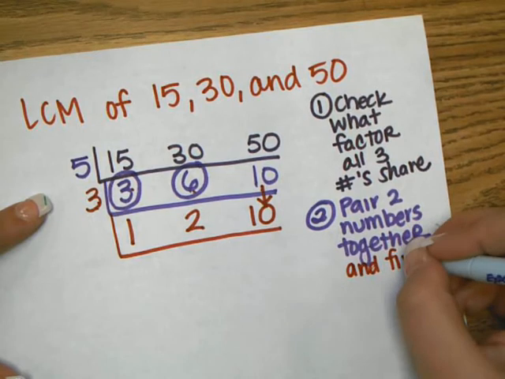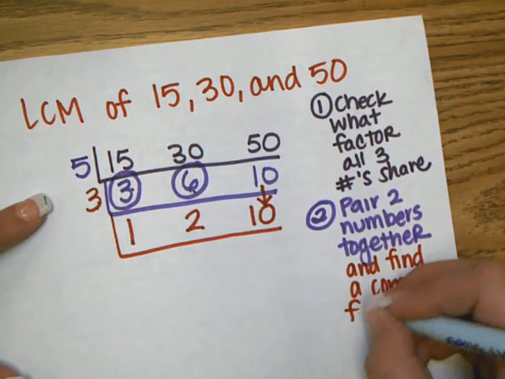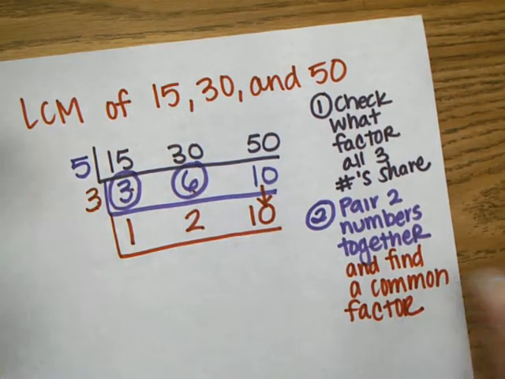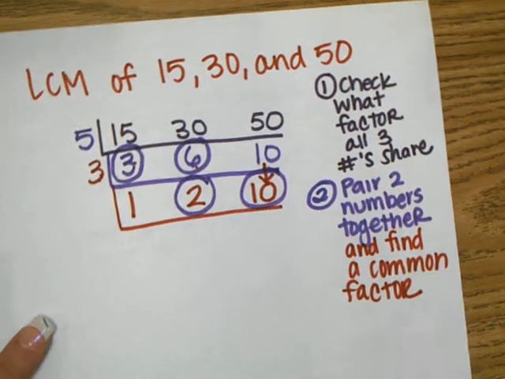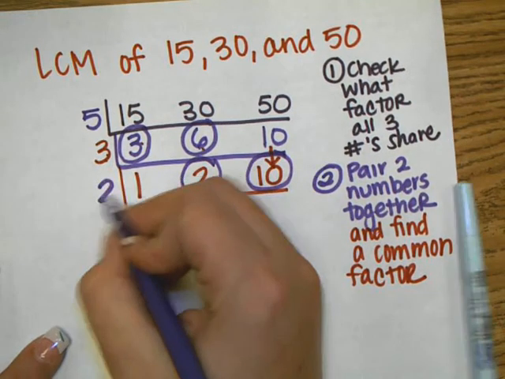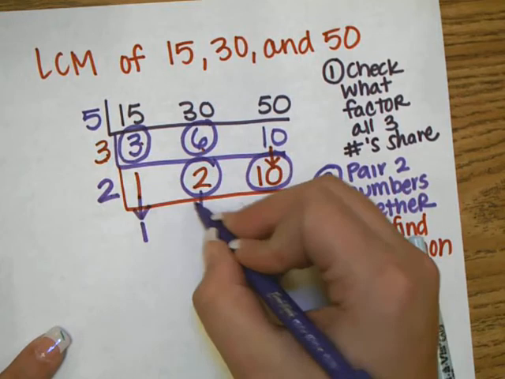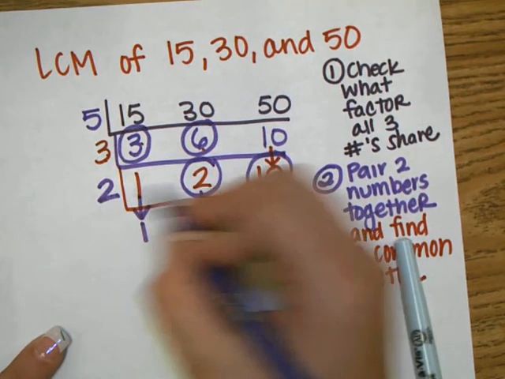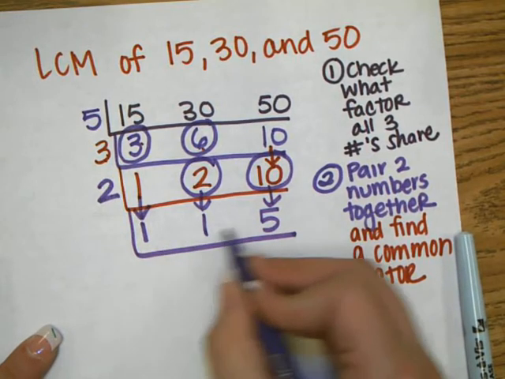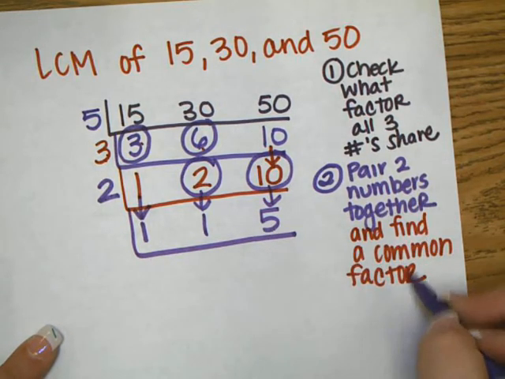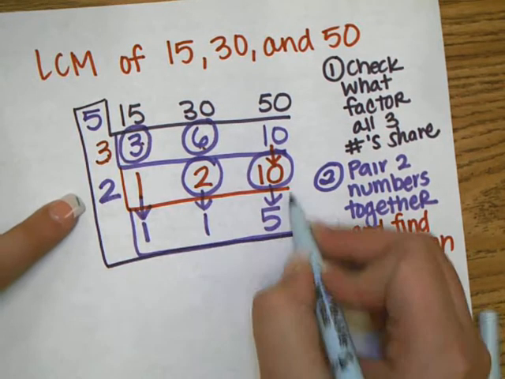Then I'm going to ask myself, can I pair two numbers together and find a common factor? So I can combine the 2 and the 10 together, and it has a common factor of 2. So the 1 will just get dropped down. 2 goes into 2 once. 2 goes into 10 5 times. And now I am done because there are no numbers that I can pair together.